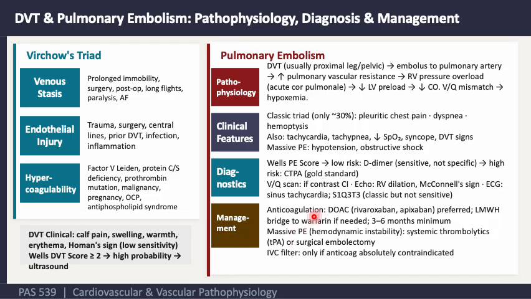So management is usually with anticoagulation, and there's so many out there; a DOAC is preferred. You can also do low molecular weight heparin to bridge to warfarin if needed. Treatment, if this is the first time, is 3 to 6 months. Massive PE with hemodynamic instability: you may need to give systemic thrombolytics, such as TPA. Also, I would get surgery on board because a lot of times the surgeons can go in and do an embolectomy.